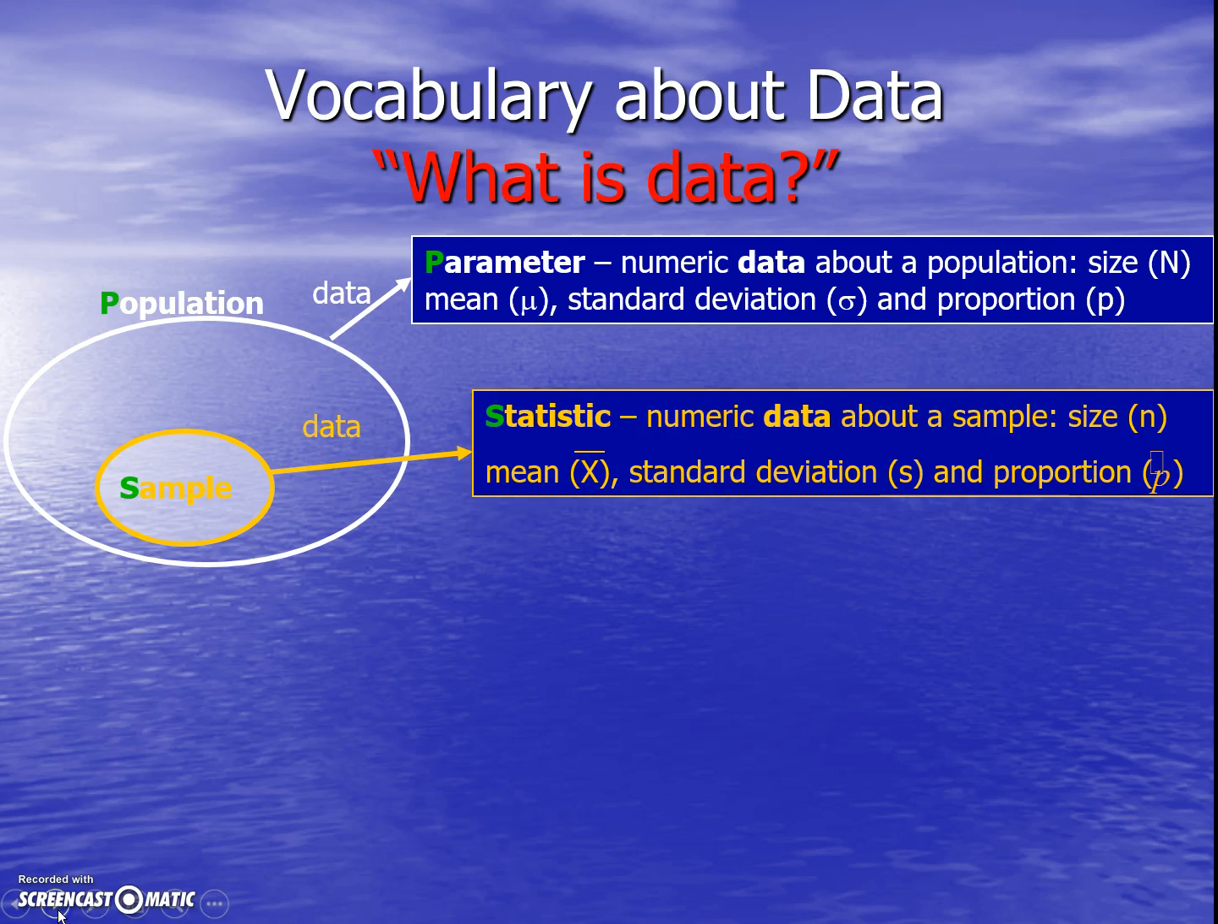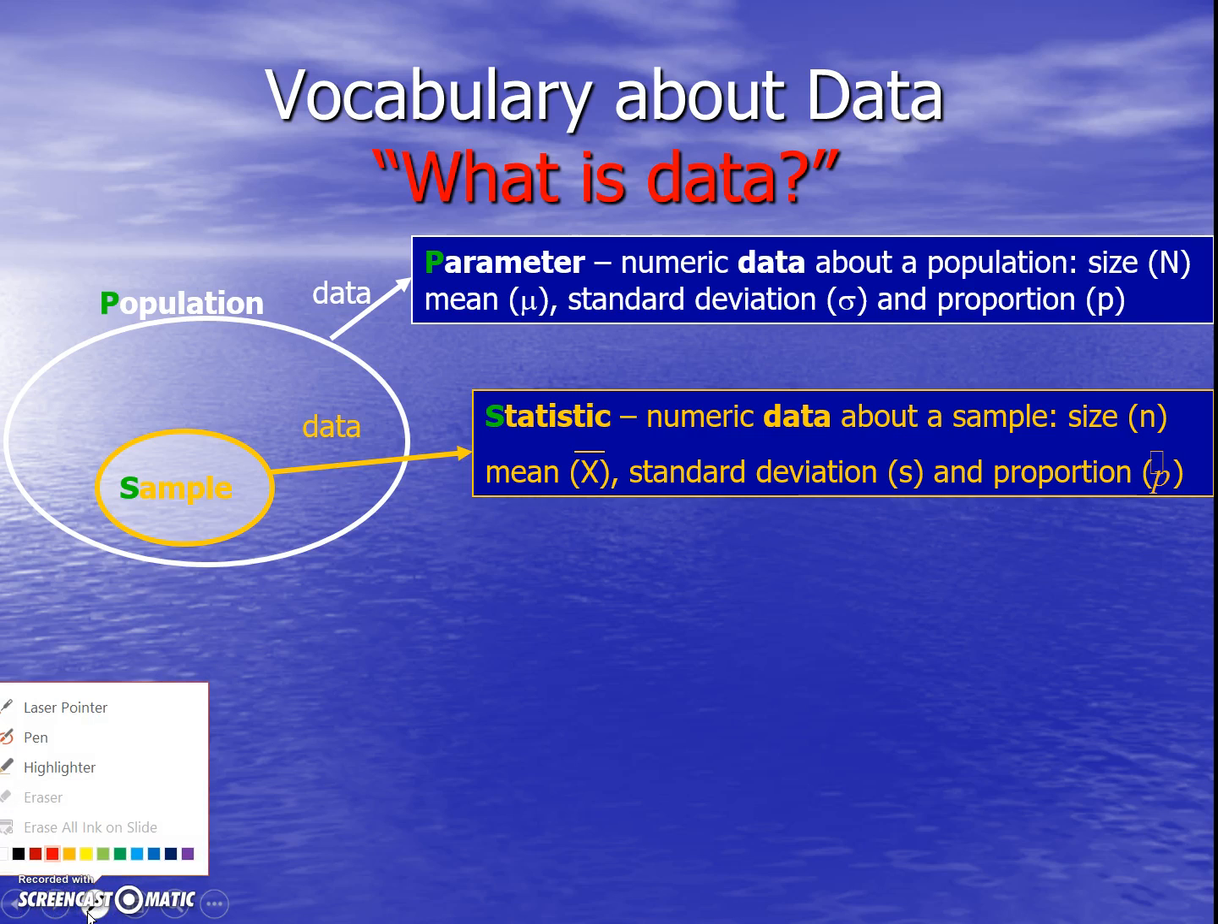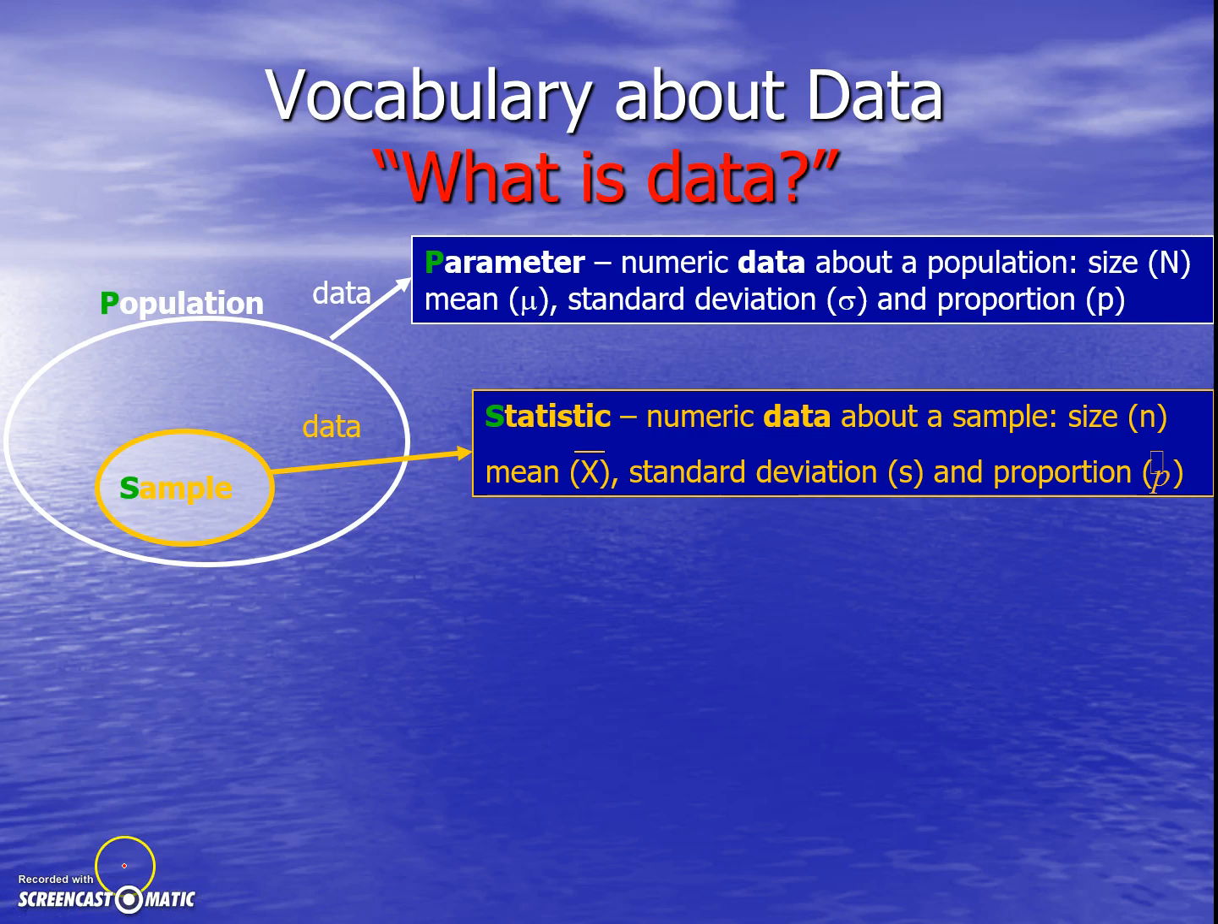For a sample, we call it a statistic, and it's the numeric data about a sample. We say size, and we use a little n for that. We use x bar for the mean. We use a little s for the standard deviation. And the proportion looks like P, and we call it P hat. It's got the little hat symbol above it. It didn't show up in the PowerPoint.